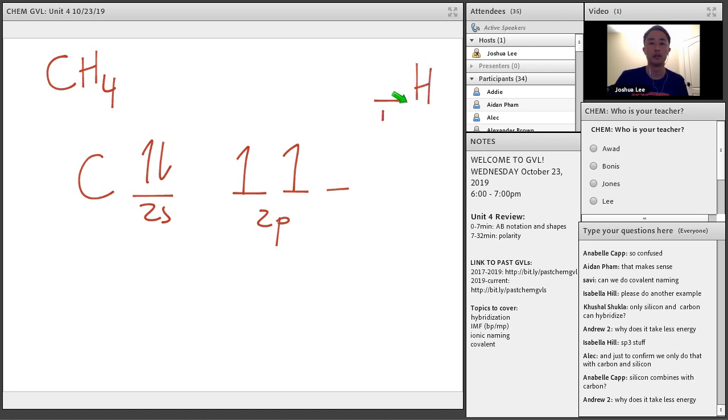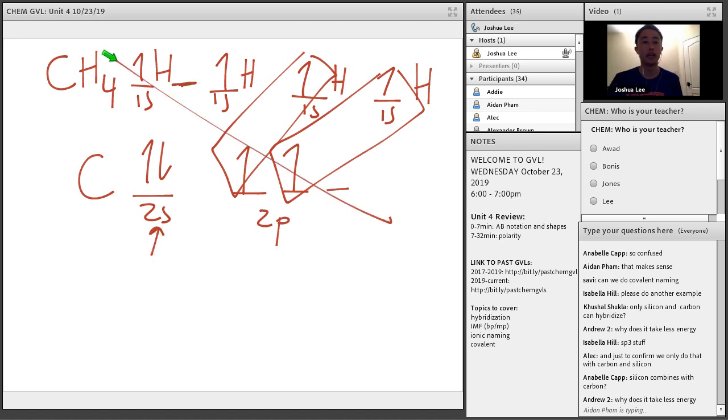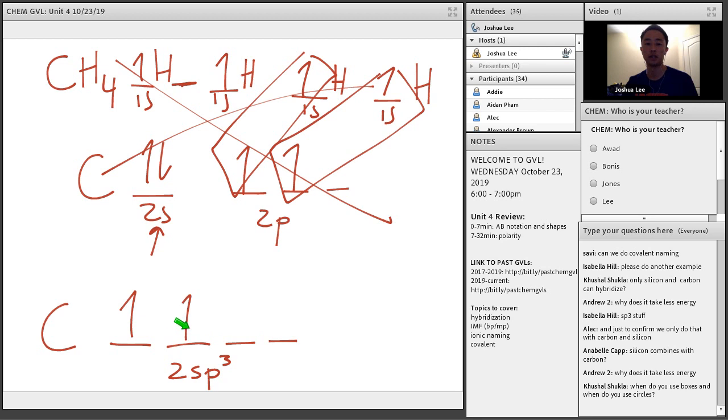So 1, 2, 3, 4. Each hydrogen has 1 electron. So then you'd be able to box these, but then these 2 hydrogens wouldn't be able to do anything because these electrons are already paired up. So you can't do it this way. What you have to do is hybridize your carbon. So the carbon has to hybridize, and you make sp3 orbitals, with one electron in each.